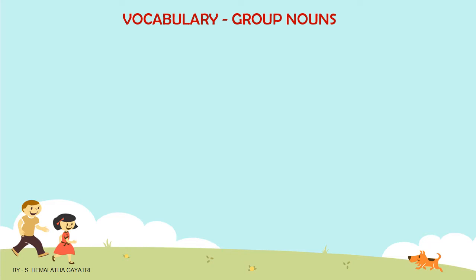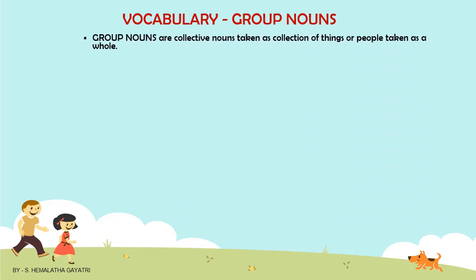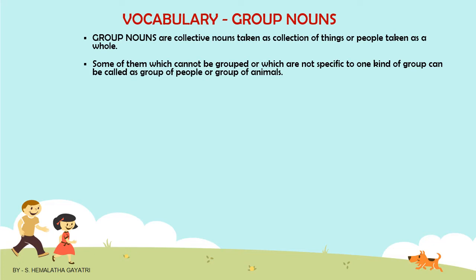Under vocabulary, let's know about group nouns. Group nouns are collective nouns, taken as a collection of things or people which is taken as a whole. Some of them cannot be grouped and are not specific to one kind. They can be called a group of people or a group of animals. When they are so specific, we can give some terms. Let us look at them.